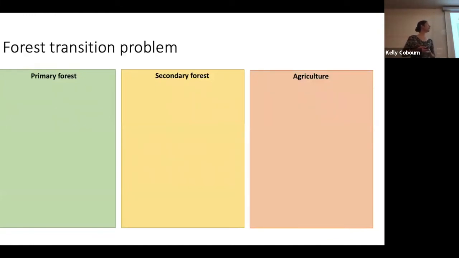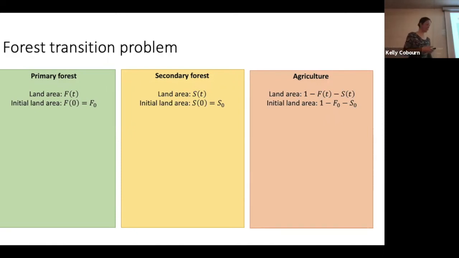We'll integrate the CES production function into the dynamic forest transition problem. This is already published in the economic literature, but I'll give a brief overview of the important components that we take into account here. There are 3 potential land uses: primary forest, secondary forest, and agriculture. We have our state variable, which is the land area in primary forest, capital F_T. A second state variable for land area in secondary forest, S_T. And then land in agriculture is given by the residual, where we're assuming a unitary land base. We have an initial land area in each of the land uses as well, that will form the initial conditions in the dynamic model.